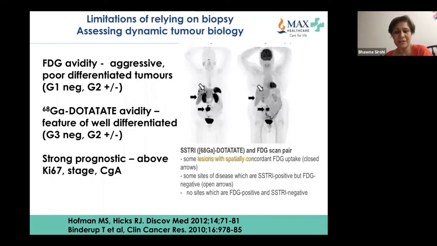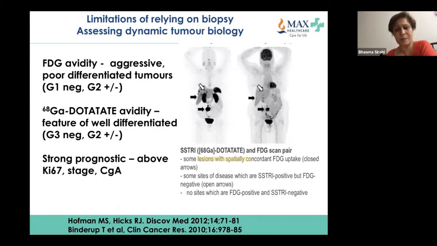FDG avidity is usually synonymous with aggressive, poorly differentiated tumors. And DOTA avidity is usually synonymous with well-differentiated or intermediate differentiated tumors. And a patient can have both. So you may have a patient with a rectal cancer with liver mets, where the rectal cancer may be grade 1, but the liver mets may be grade 3.